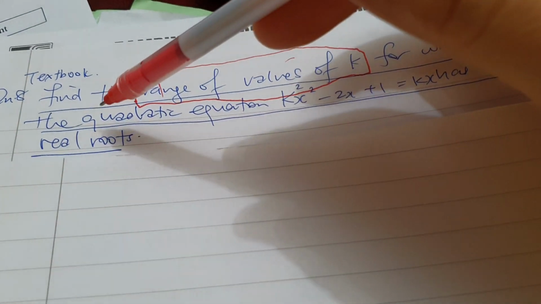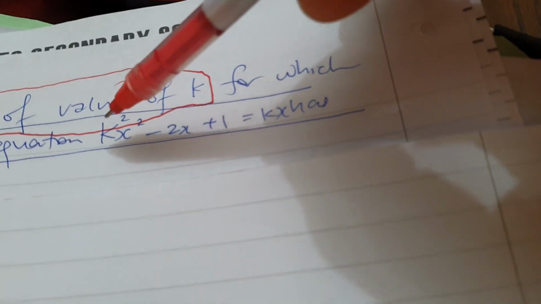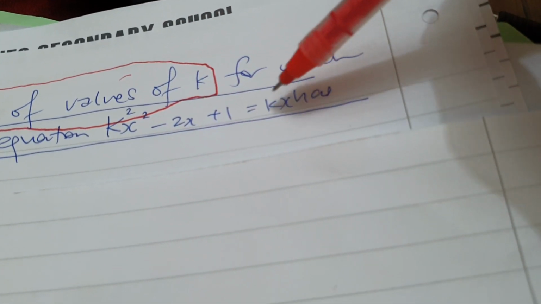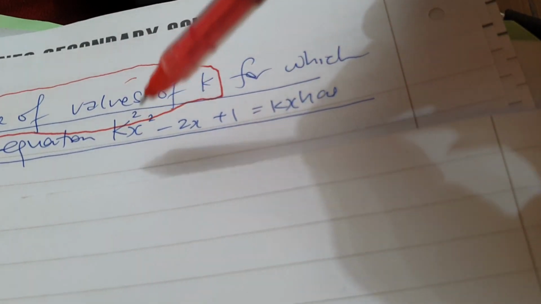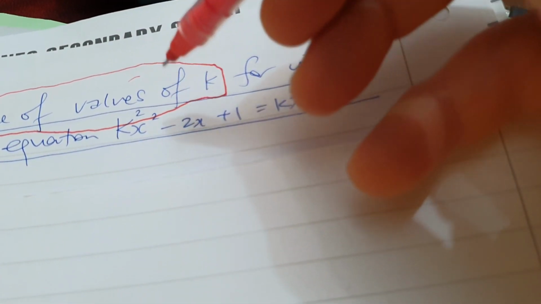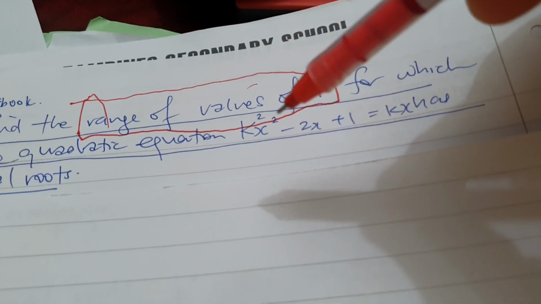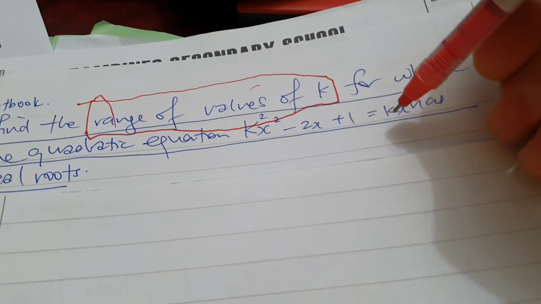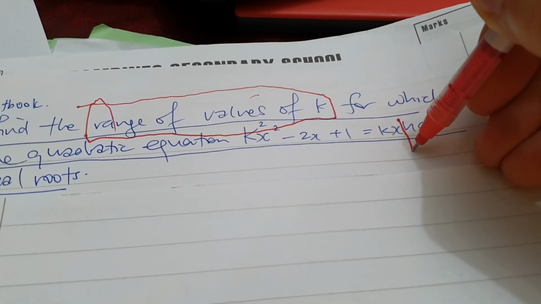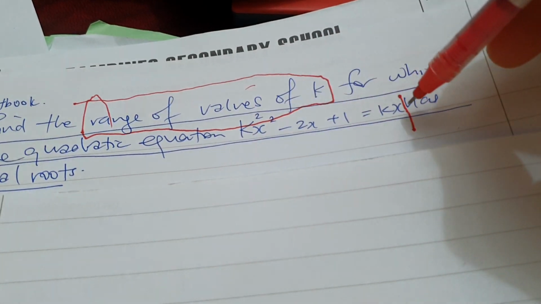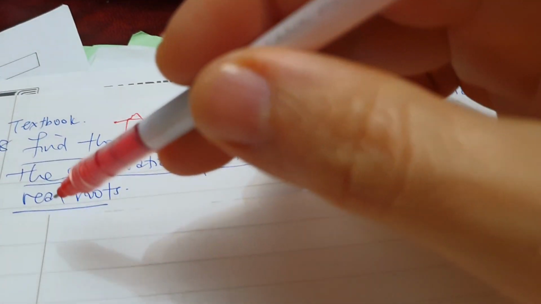The condition is that the quadratic equation, which includes this side, so you've got to make this into the form ax squared plus bx plus c. That's the very first thing you need to do. They want this equation to have real roots.